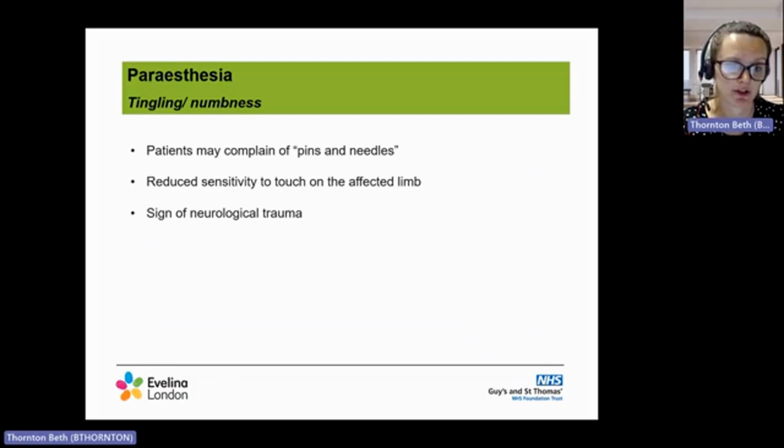They can have reduced sensitivity to touch in the affected limb, and specifically the sensitivity is reduced to sharp objects or sharp sensation.